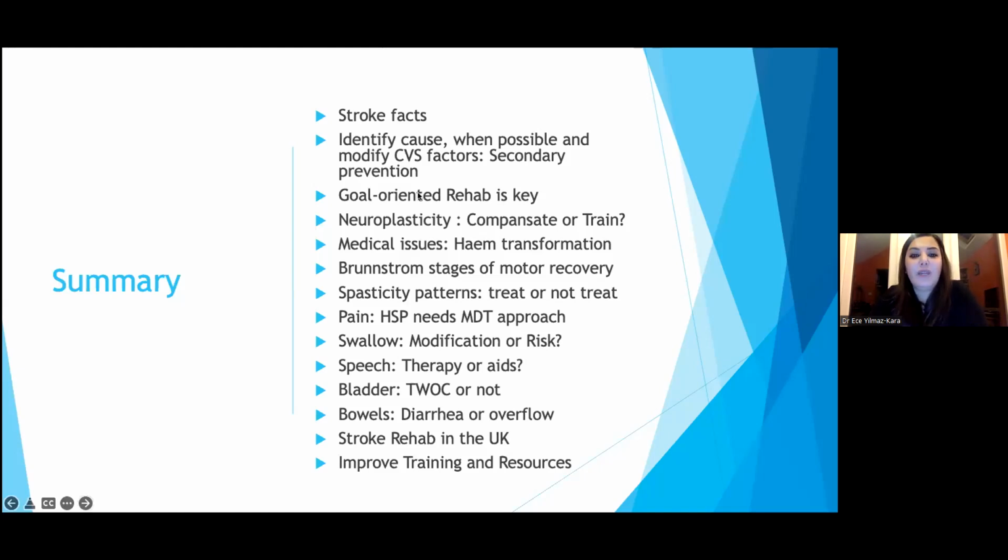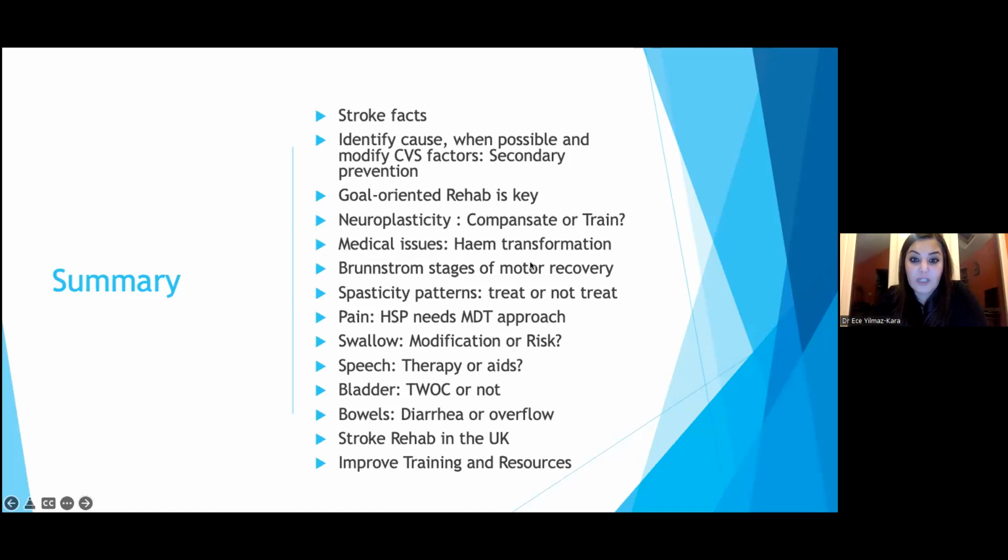And neuroplasticity wise, we are trying to train in the early phases rather than compensate, but we do use some compensation methods because life goes on. Medical issues, remember hemorrhagic transformation and acutely unwell patient after stroke, and you may need an urgent CT. Your patient would need immediate attention.